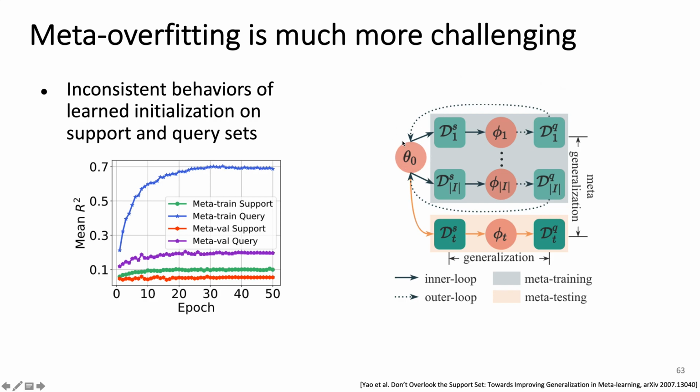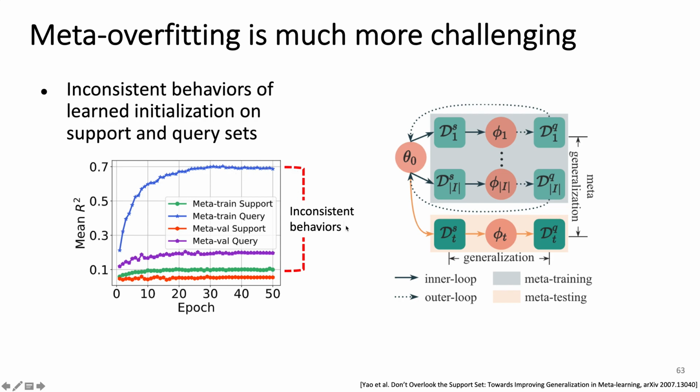So is it memorized for the outer loop? It seems in some cases, it's correct. We can see the green line is the meta training support, and this is the meta training query. It seems the meta training query performance is very, very high, and during the meta training process, it totally memorizes the query set.